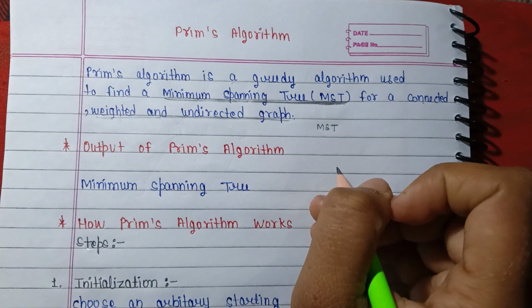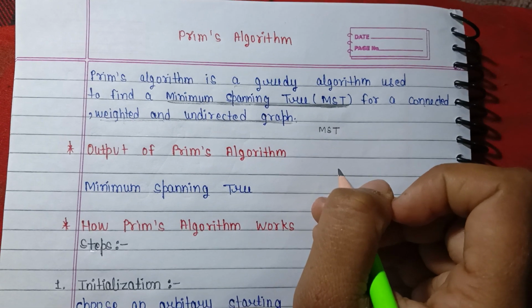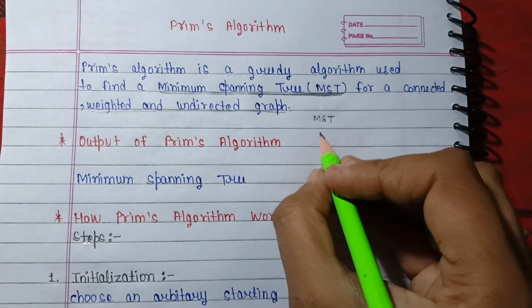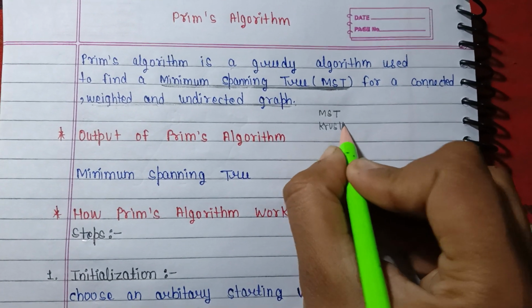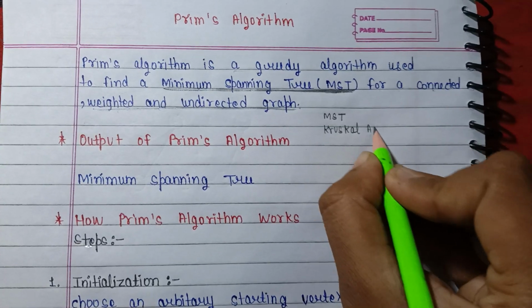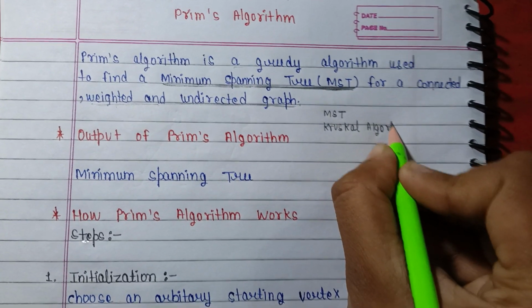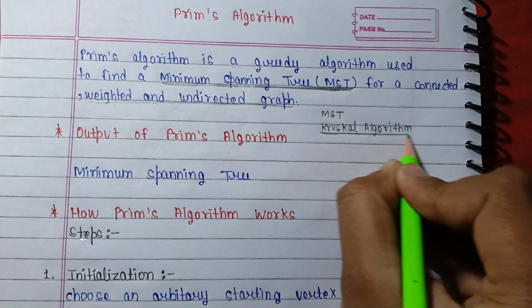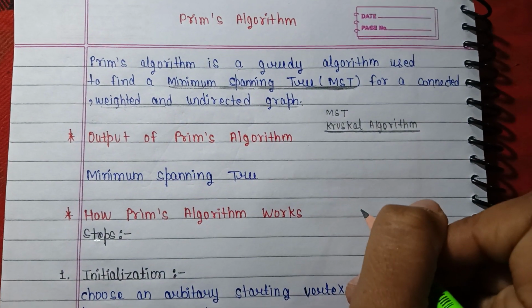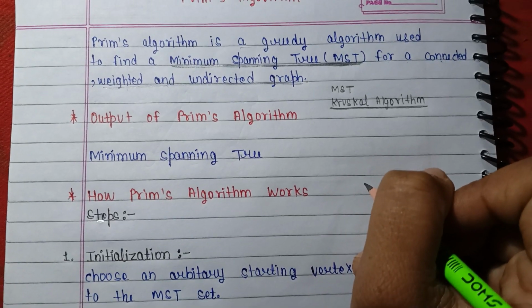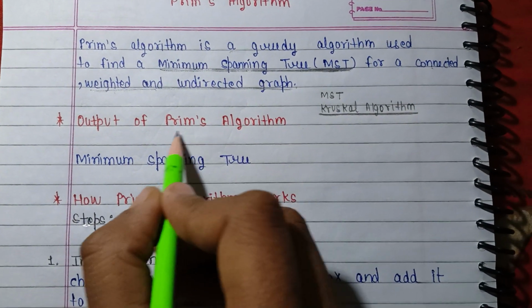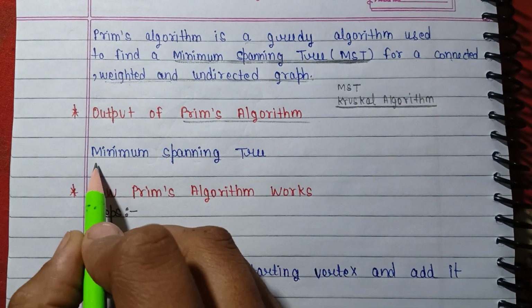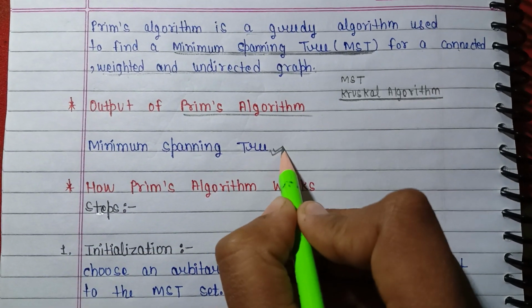In my last lecture, I also explained Kruskal's algorithm, which we also use to find the minimum spanning tree. The answer of both algorithms is the same, but they have different working flows. Okay, now what is the output of Prim's algorithm? The output of Prim's algorithm is a minimum spanning tree.